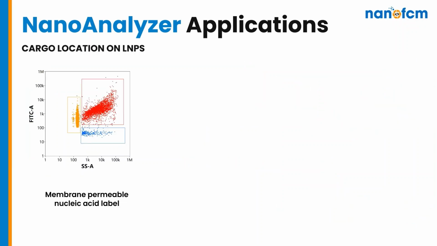Okay, so we've taken a look at how loaded particles are. Can we determine where they're located or how their loading has gone on and their cargo location on these LNPs? We'll have an example here. So we're again going to exploit this membrane permeable nucleic acid label, and we show our dual triggering here. We've got our free RNA, our loaded particles, and our empty particles in the yellow, red, and blue respectively.